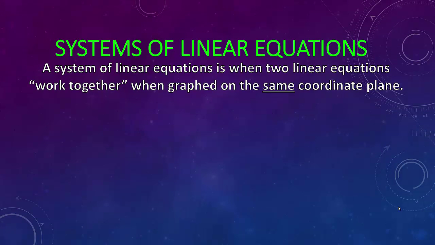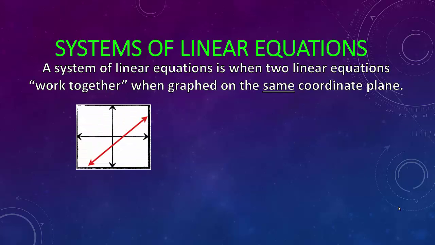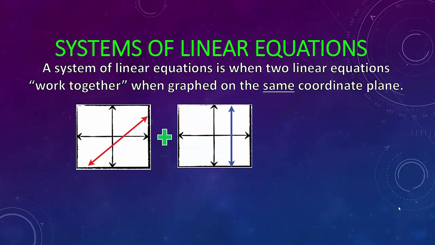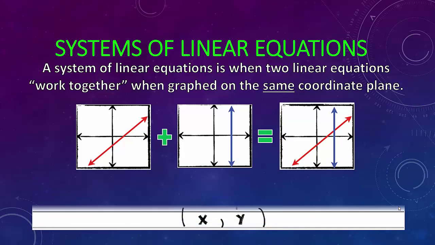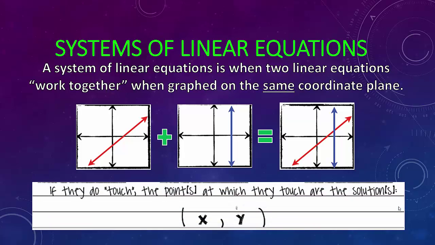Okay? So, systems of linear equations, that's when you have two equations that work together when graphed on the same coordinate plane. So, if you were to take them separately and graph them separately, for example, you'd have the graph on the left here and the graph on the right, and then when you put them on the same one, they would look like that in this particular case. And the solution would be where the two lines overlap, where they touch. And you write it as an ordered pair. You always write solutions to systems as an ordered pair, your x and then your y.